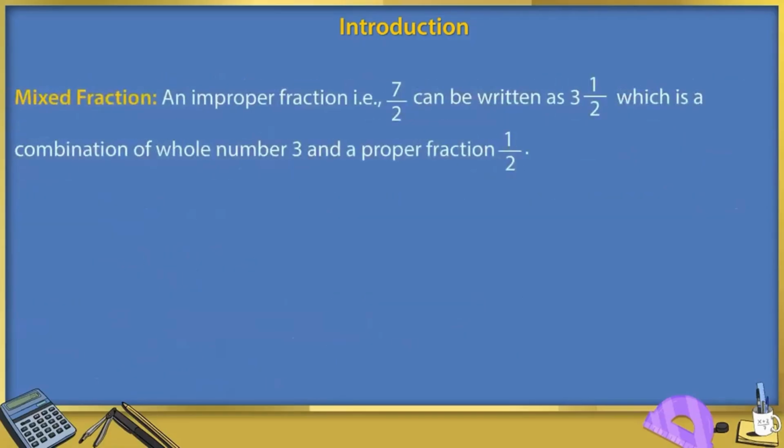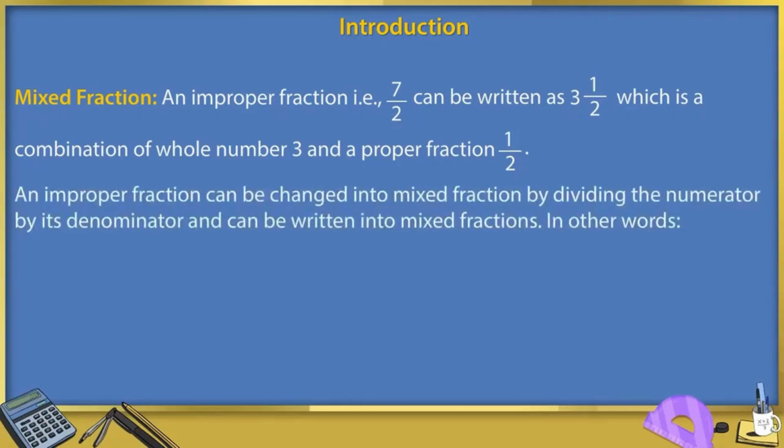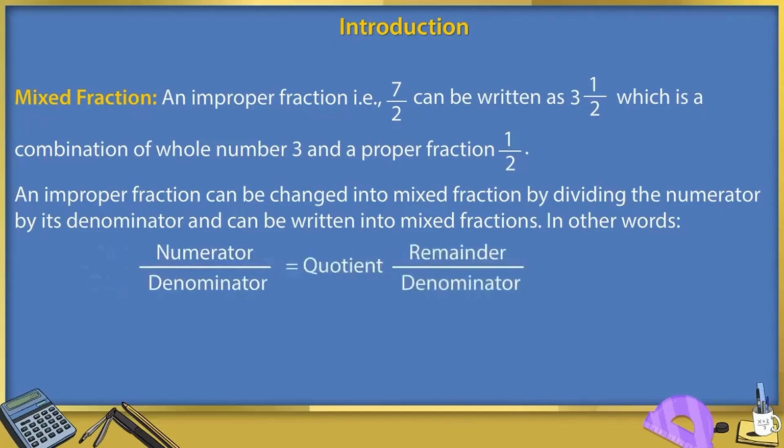Mixed fraction. An improper fraction, that is 7 by 2, can be written as 3 1 by 2, which is a combination of whole number 3 and a proper fraction 1 by 2. An improper fraction can be changed into mixed fraction by dividing the numerator by its denominator and can be written into mixed fractions. In other words, numerator by denominator is equal to quotient remainder by denominator.